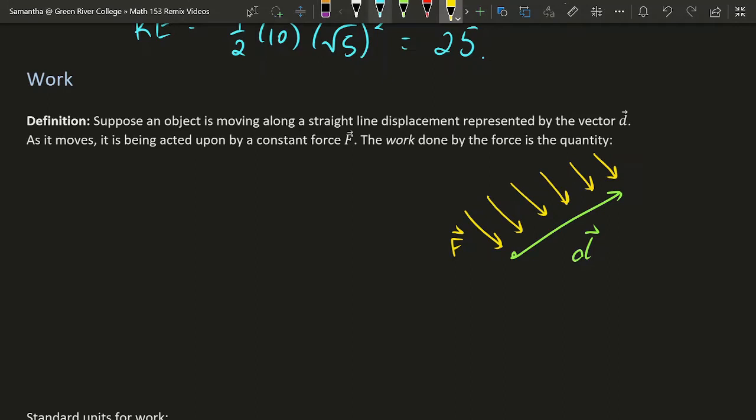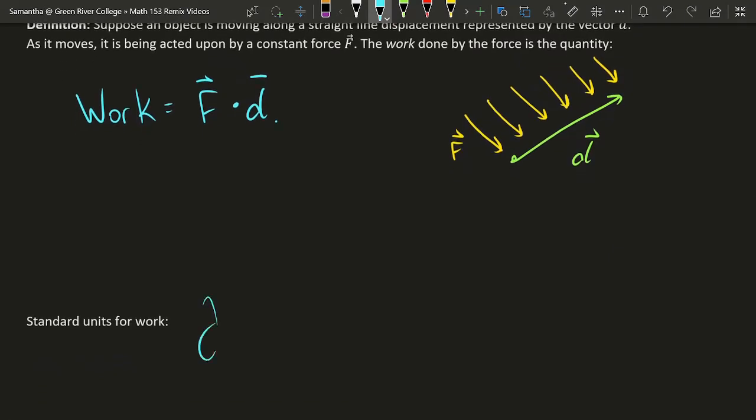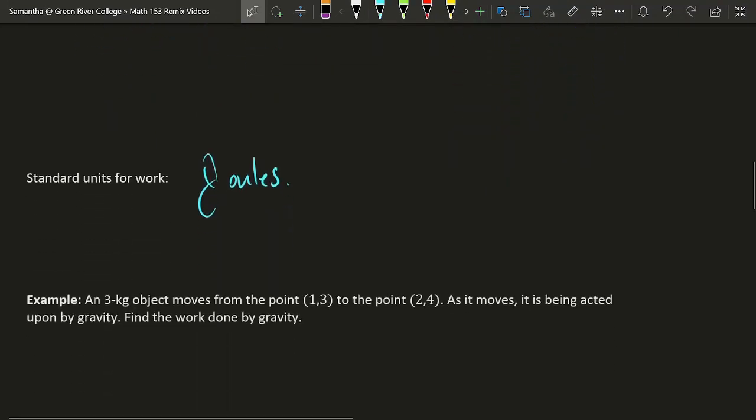Under that situation, in physics we have a term called work. And the work done by this force acting on this moving object is given by the following expression: the force vector dotted with the displacement vector. The units of work are typically given in joules. Although, I must confess, as a mathematician, units are not the most important thing to me. But let's do a quick example.